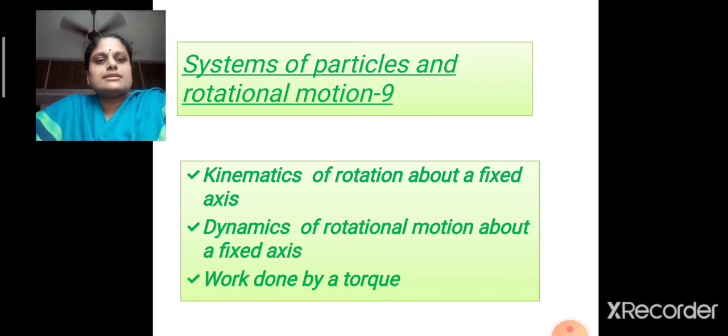In this part, let us discuss the kinematics of rotation about a fixed axis, the dynamics of rotational motion about a fixed axis, and the work done by a torque.